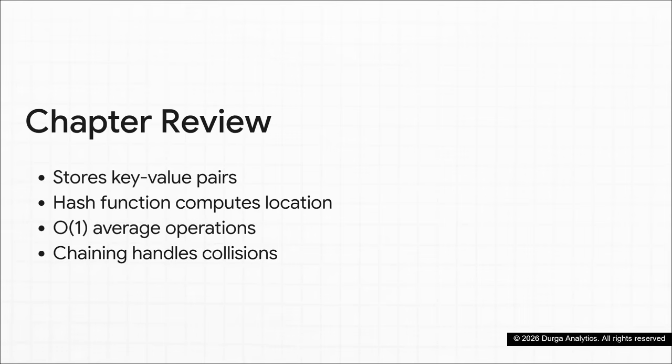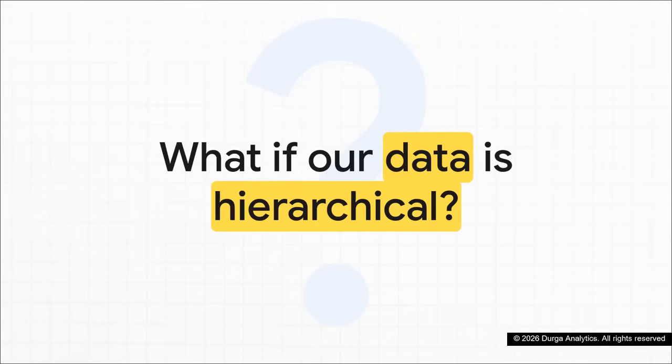Most importantly, you know when to actually use this tool in real production software to turn sluggish O(n) bottlenecks into instant O(1) operations. At this point, we have completely mastered linear structures. Arrays, linked lists, stacks, queues, and now hash tables. You have the foundational tools for flat data and instant lookups.